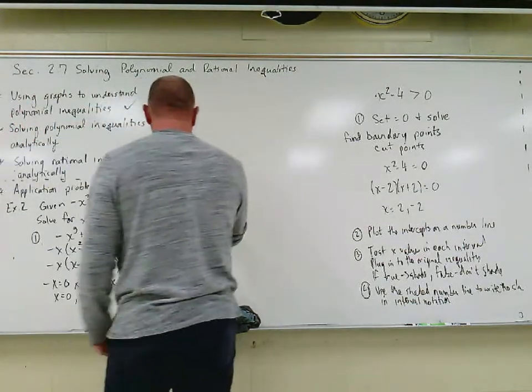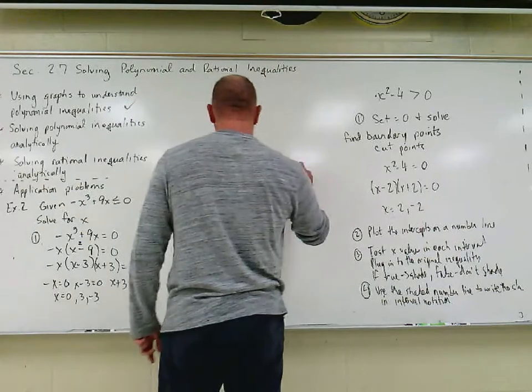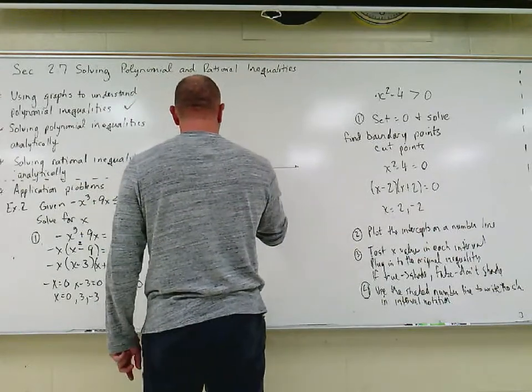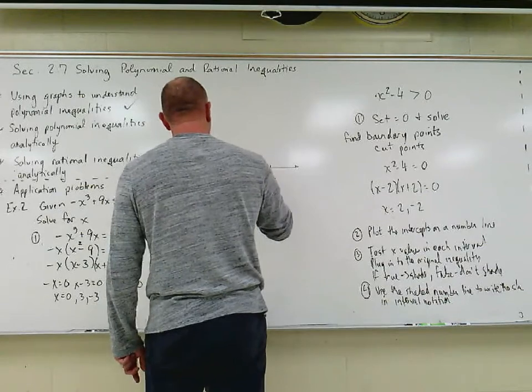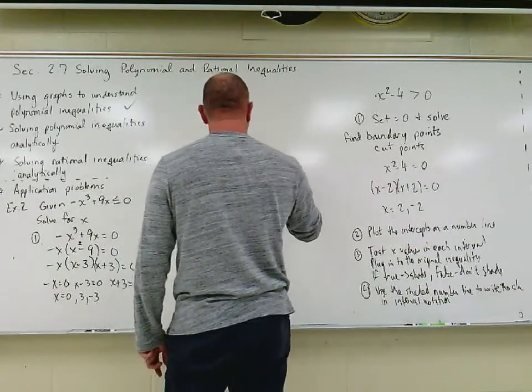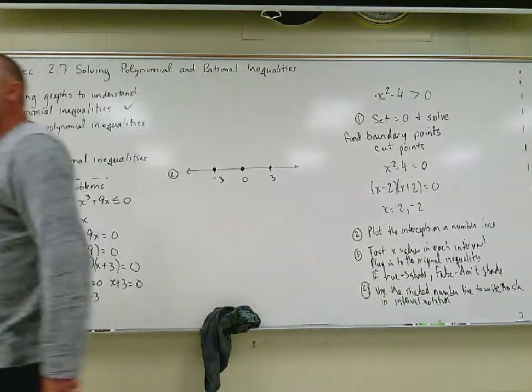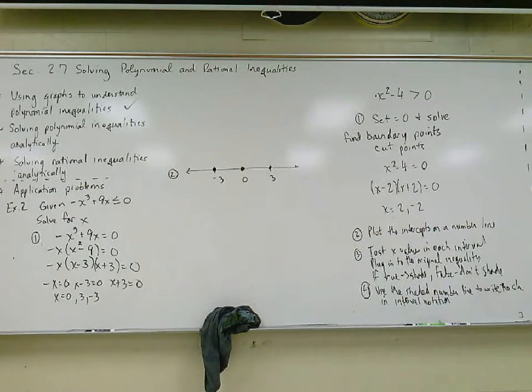The second step, I then take a number line and I plot those solutions on a number line. And I'm going to put a closed circle because it says less than or equal to 0. Now I'm trying to see where the graph is below the x-axis, because the x-axis is 0 in terms of the y's. So where is it below? So now I'm going to test.